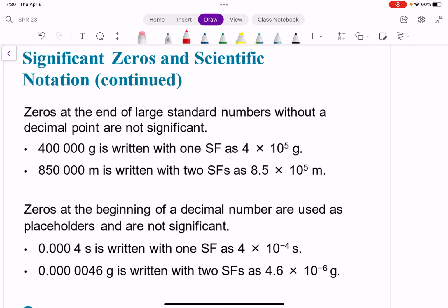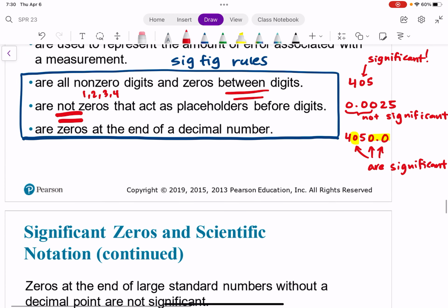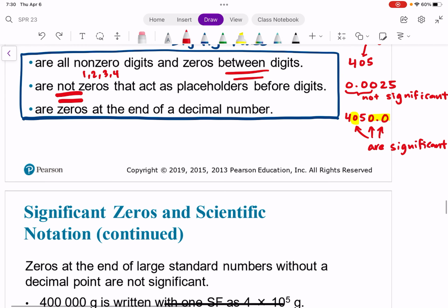Okay, and then zeros at the beginning of a decimal number are used as placeholders and are not significant. So just like I said up here, these zeros are not significant.